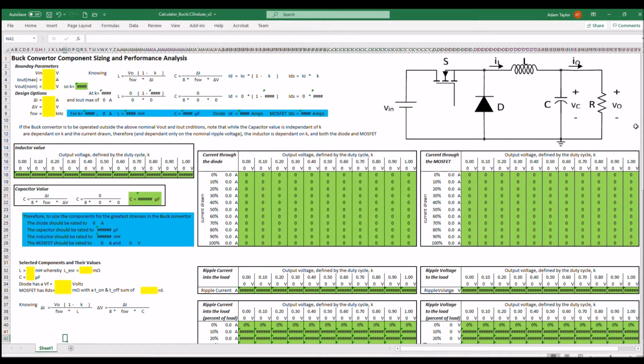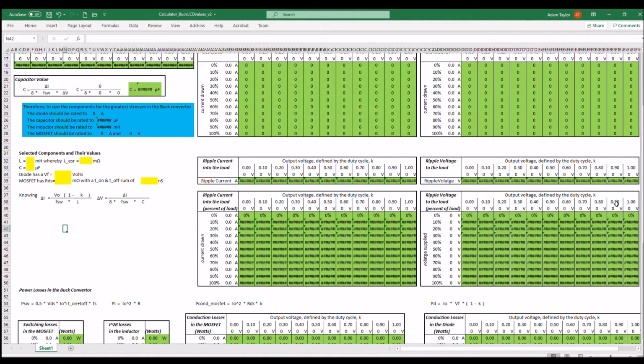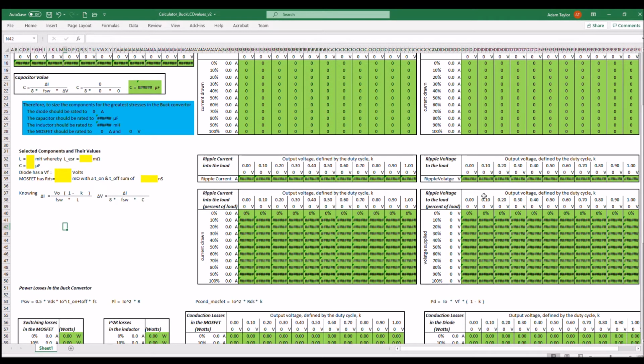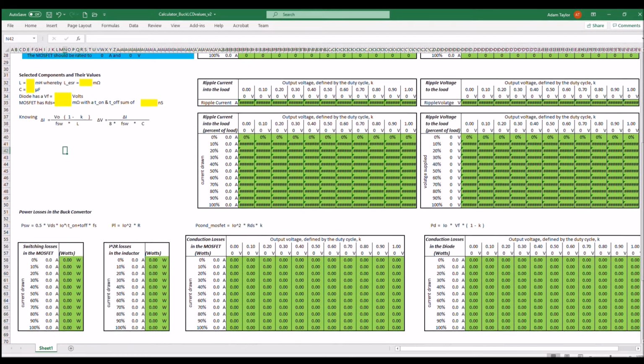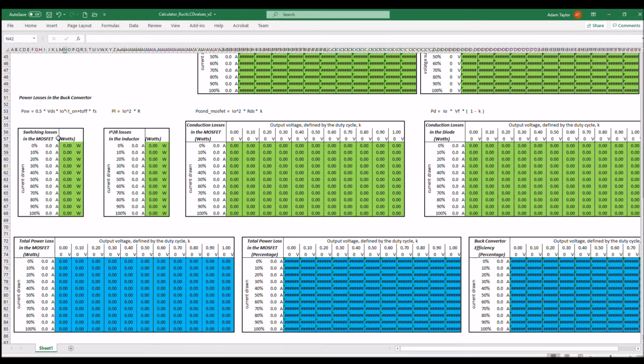As I said, later on it goes through here and calculates all the ripple currents under different conditions and ripple voltages. That's what happens here. Then down here, it calculates all the power losses: the switching losses in the MOSFET, the I squared R losses in the inductor, the conduction losses in the MOSFET, and the conduction losses in the diode. Those are all summed up, so you get the total power losses down here.